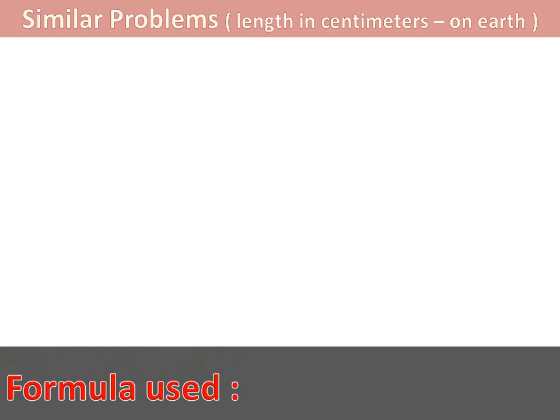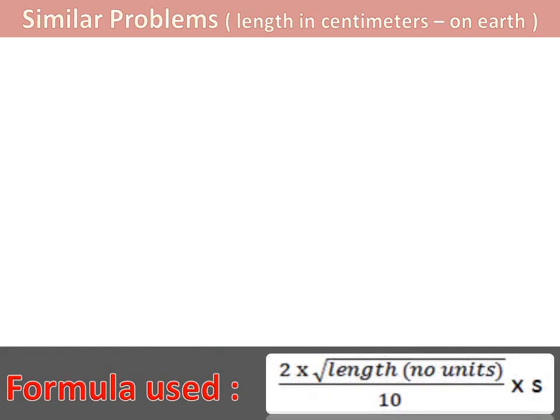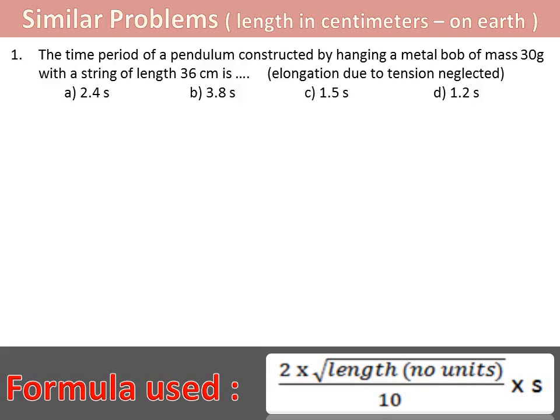So the formula I used is 2 times the length with no units, divided by 10. Whenever we divide by 10, we just put one decimal point. From the right side we move one place and put a decimal point. Now let's check the answers.